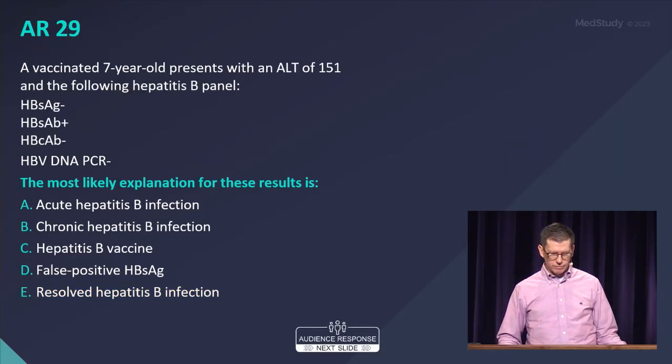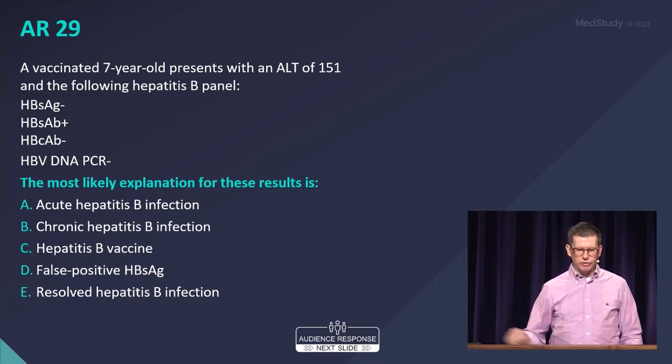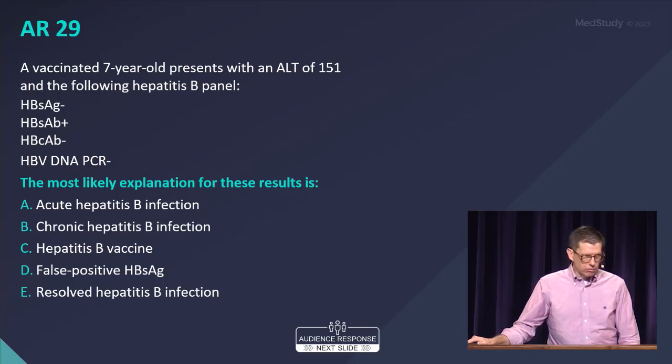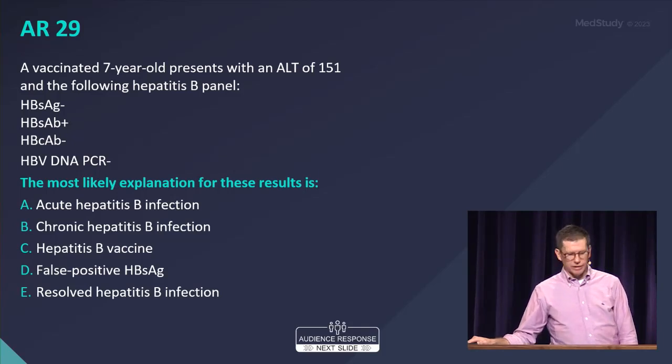So let's see if we can make sure we get this. A vaccinated 7-year-old presents with an ALT of 151 and the following hepatitis B panel. The surface antigen is negative, the surface antibody is positive, the core antibody is positive, and the DNA PCR is negative. The most likely explanation for these results is A, acute hepatitis B infection, B, a chronic hepatitis B infection, C, hepatitis B vaccine, D, false positive hepatitis B surface antibody, or E, resolved hepatitis B infection.